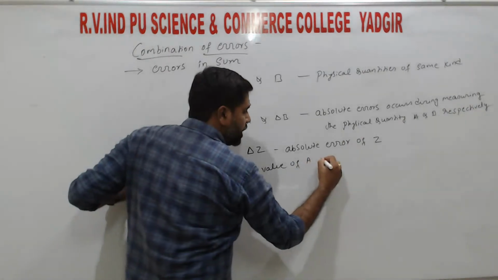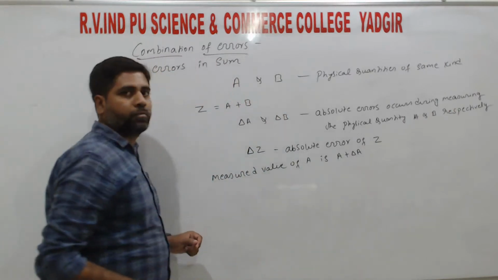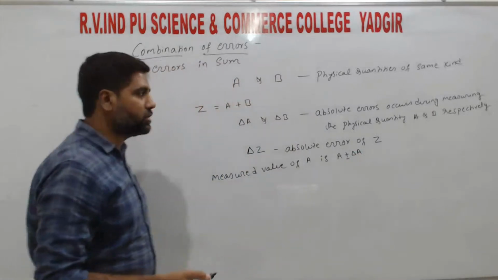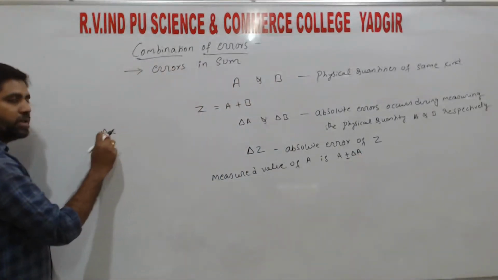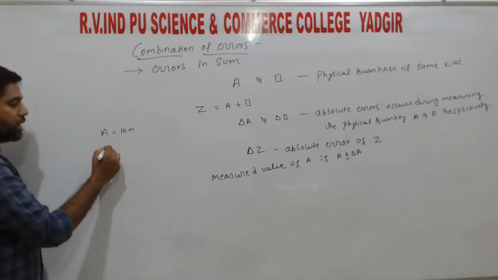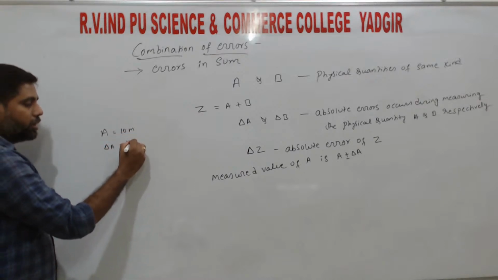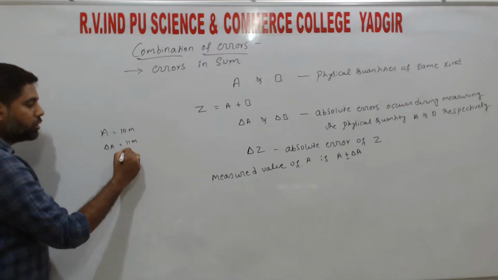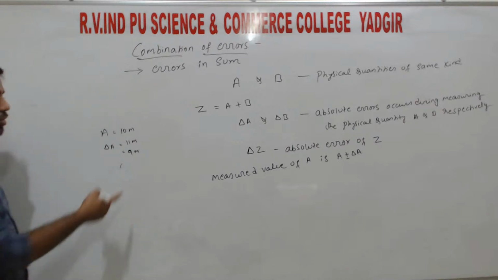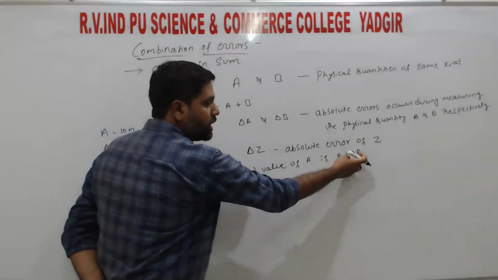Measured value of A is A plus delta A. That is, it may be plus or it may be minus. For example, we are measuring some quantity A, and its true value is some 10 meters, so an error comes, and that error we call the absolute error. This error value may be greater, that means it can be plus, or 9 meters, it can be minus, right? So it can be less than 10 or greater than 10, hence we take plus or minus delta A.